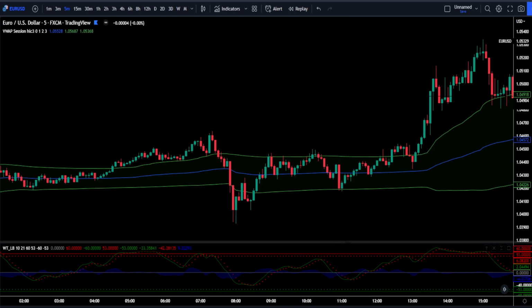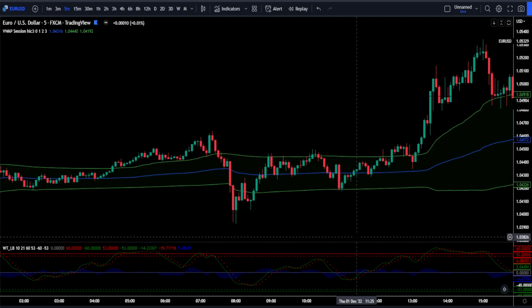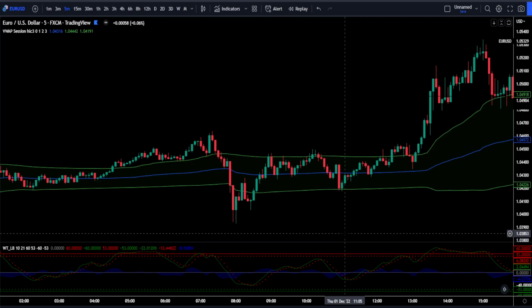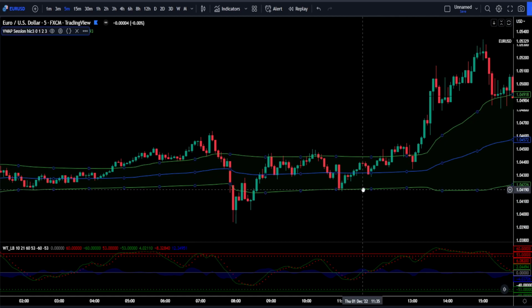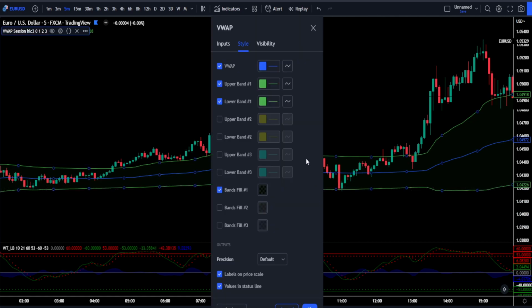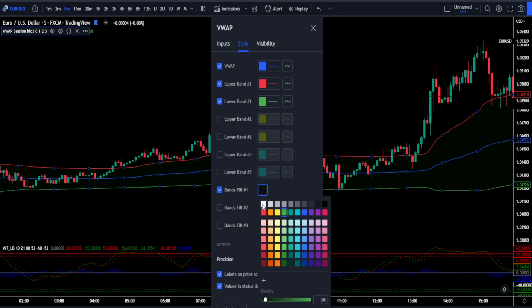Now, before we get into our entry requirements, we need to make a few changes to our indicators. So first, let's double click on our VWAP, and we're only going to be changing our band color here from green to red. Then down here on our bands fill, we're going to be changing this to white.